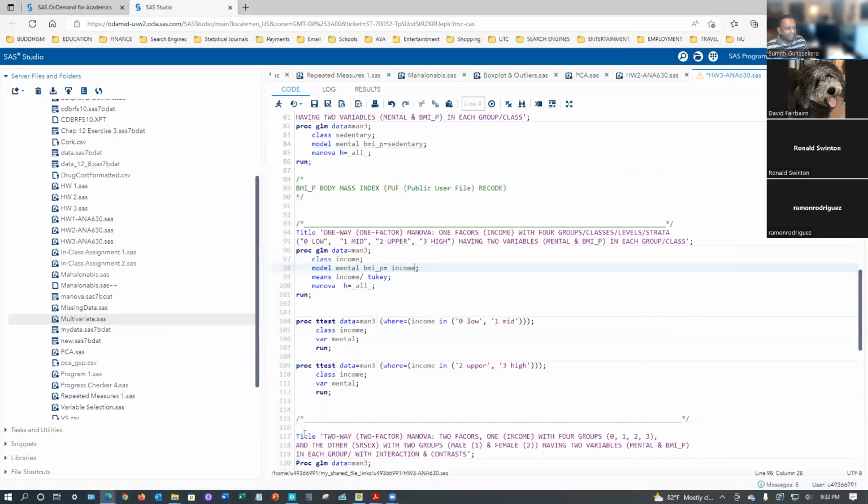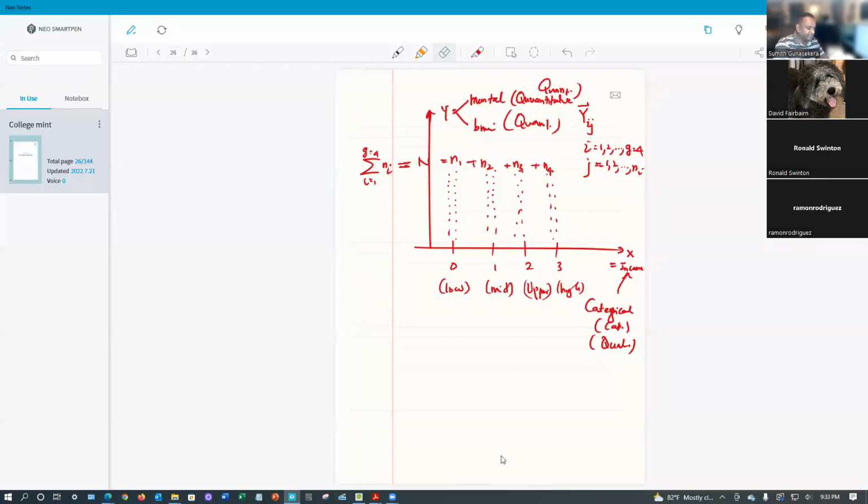Let's run this one. I need the Tukey too, because as I said earlier, if by any chance when I run this, okay, let's write our test H0. Let's write this multivariate test. How do you write the multivariate test? I'm going to write mu of the first group, the 0 group, mu of the second group, mu of the third group.